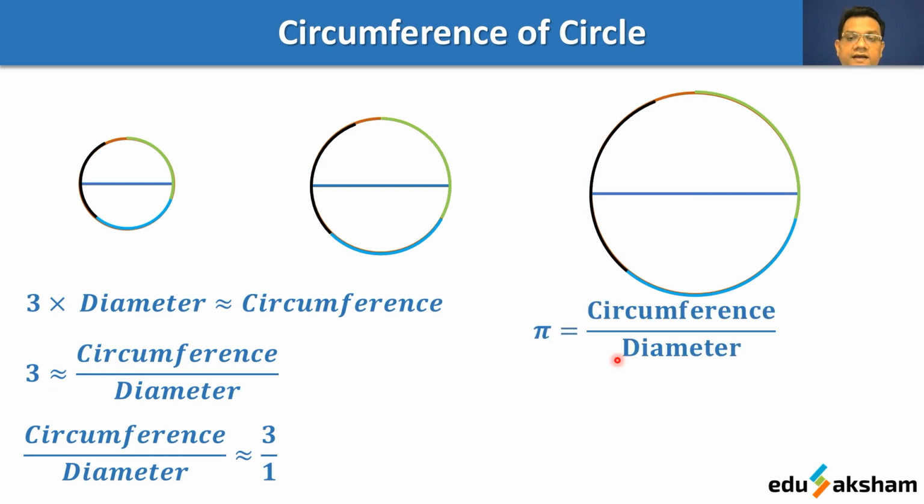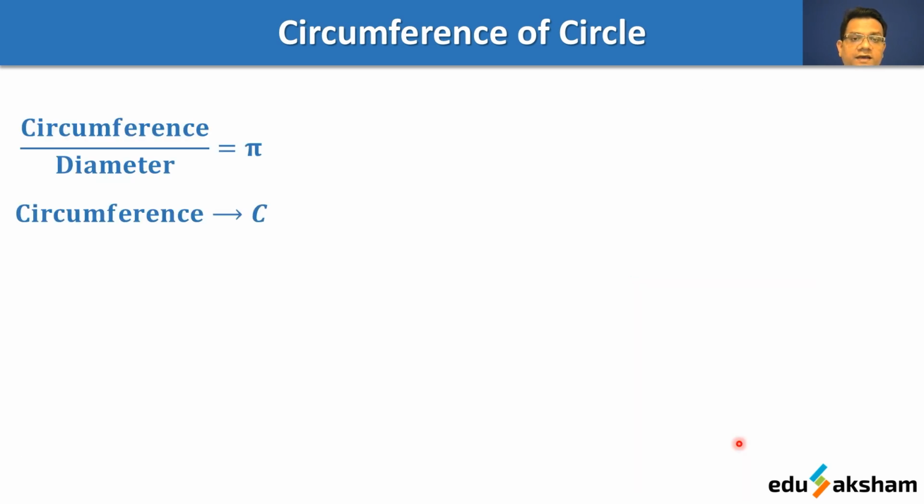So we have pi is equal to the ratio of circumference to diameter, that we have already seen. So pi is approximately equal to 3 or 3 by 1. We define pi as 3.14 and its approximate value is 22 by 7. Now we have the value of pi here.